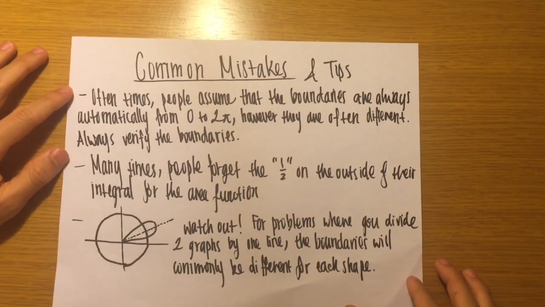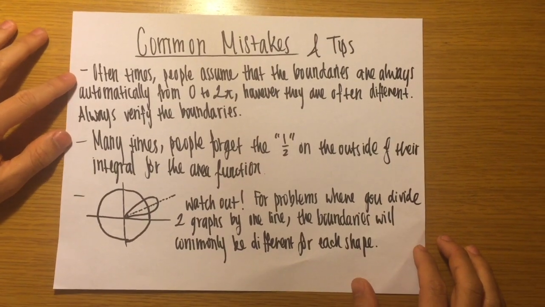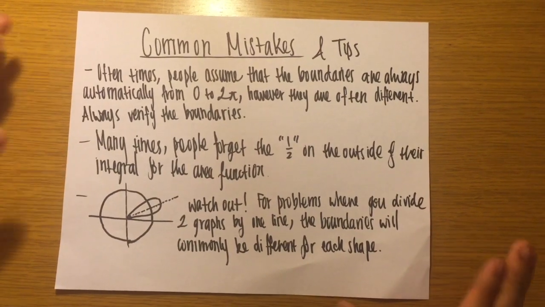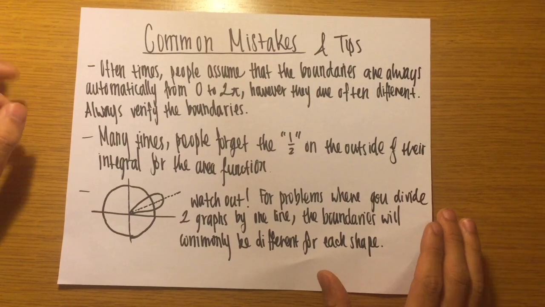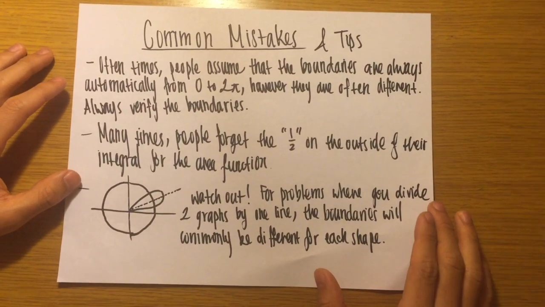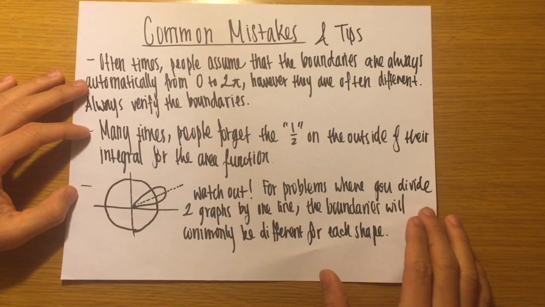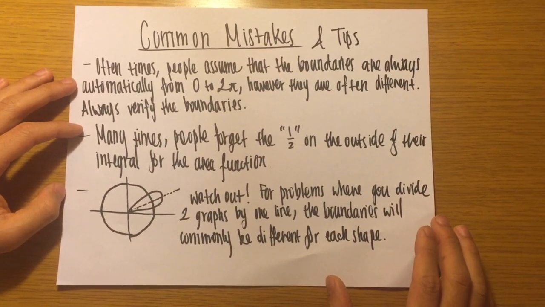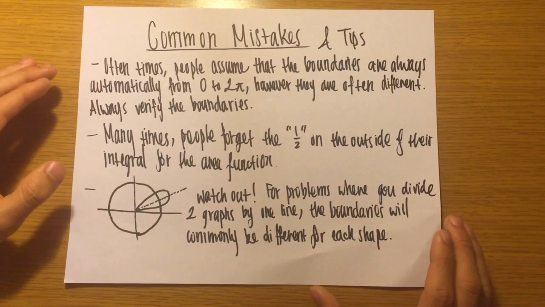These are the common mistakes and tips that people make when they graph polar, or when they work with polar. Oftentimes, people assume that the boundaries are always automatically from 0 to 2 pi. However, they are often different, just like the examples that we did today. Always verify the boundaries. Also, many times, people forget the 1/2 on the outside of their integral for the area function. Remember the area function, it has the 1/2 on the outside and then r of theta squared on the inside.